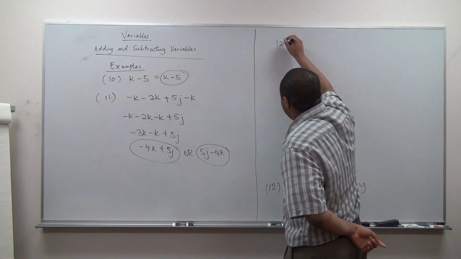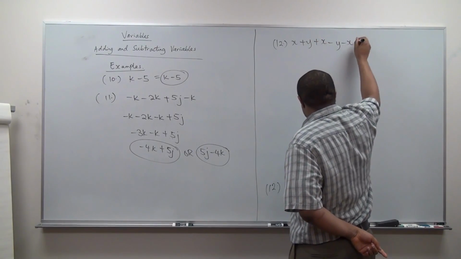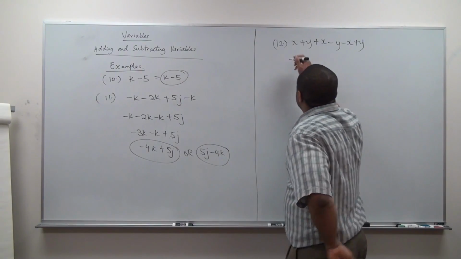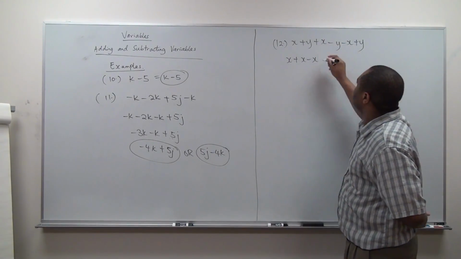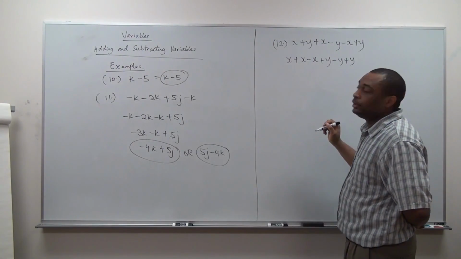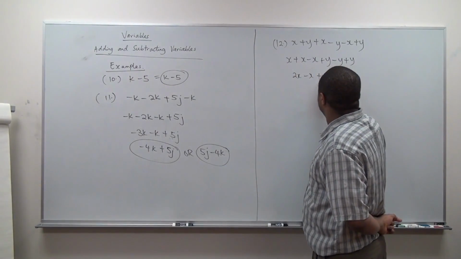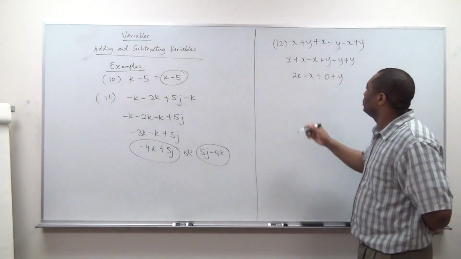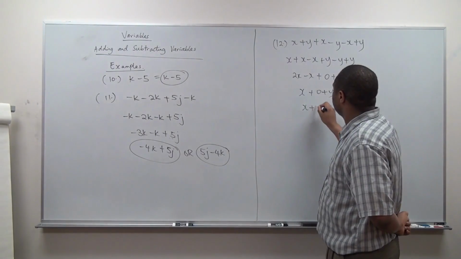Number 12, you have x plus y plus x minus y minus x plus y. Now this will give you x plus x minus x. Get the like terms, plus y minus y plus y. So this will be 2x minus x. I'm doing it one at a time. Y minus y is 0 plus y. So this is x plus 0 plus y. And that is x plus y.